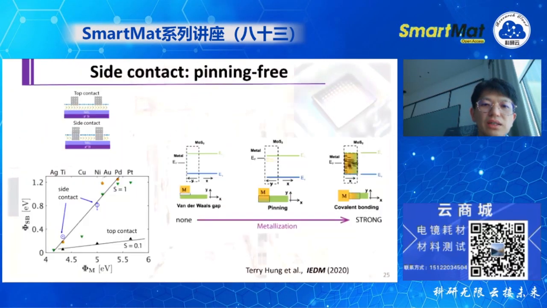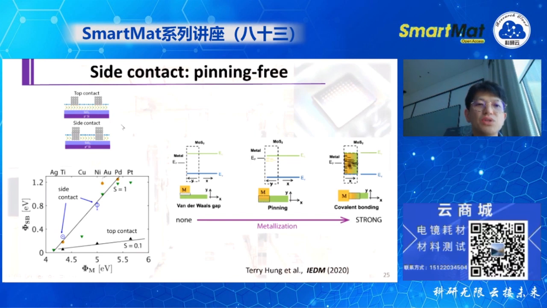Okay, this slide basically shows the diagram. On the left-hand side top, we have a top contact diagram. Basically, metal is directly deposited on top of the MoS2, and this is a very typical method. People normally use this top contact because of the simplicity.